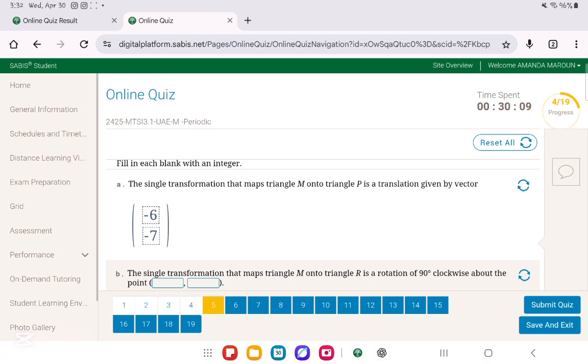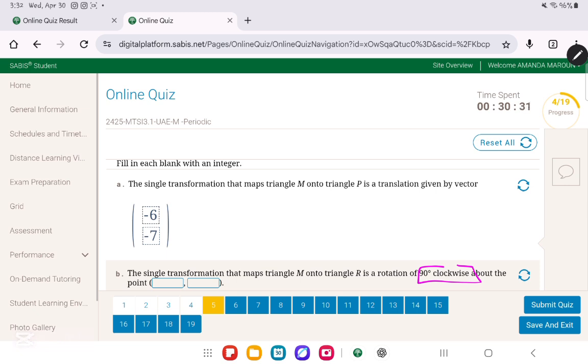We move on to part B. They want the single transformation that maps triangle M onto triangle R, which is a rotation of 90 degrees clockwise about the point what? Okay, this is very, very important. Look what I'm gonna do. They said triangle M onto triangle R, and it is 90 degrees clockwise about a point.